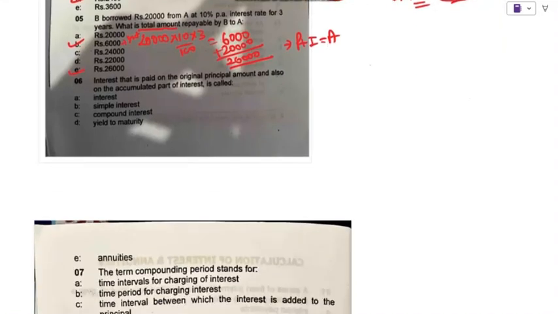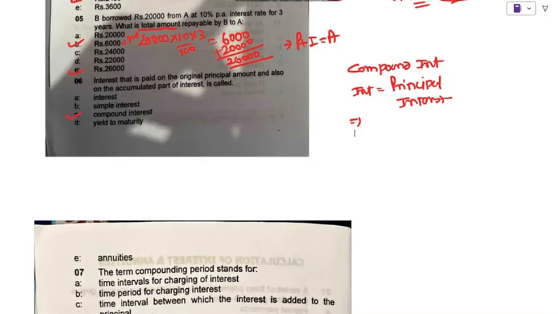Now this next question: interest that is paid on the original principal amount and also on the accumulated part of interest is called compound interest. Here the main concept comes. In compound interest, we calculate interest on principal as well as interest. In compound interest, interest on interest is calculated.